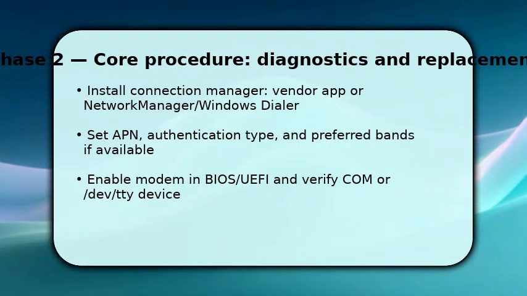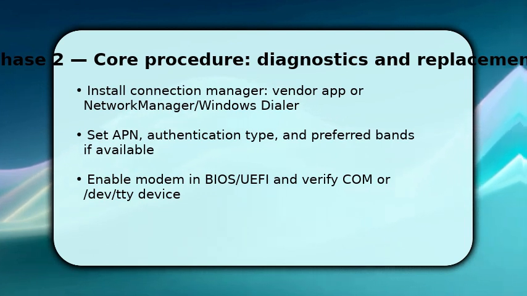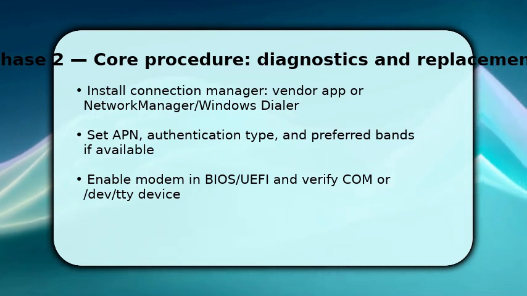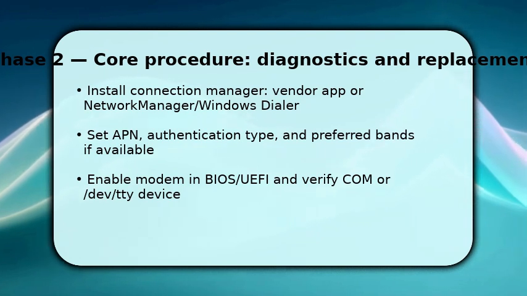Next, you configure the connection. Open the Vendor Connection Manager or use Windows Network and Internet Settings or Network Manager on Linux. Enter APN, username and password if required, and choose the authentication type. This ensures the carrier recognizes your device.